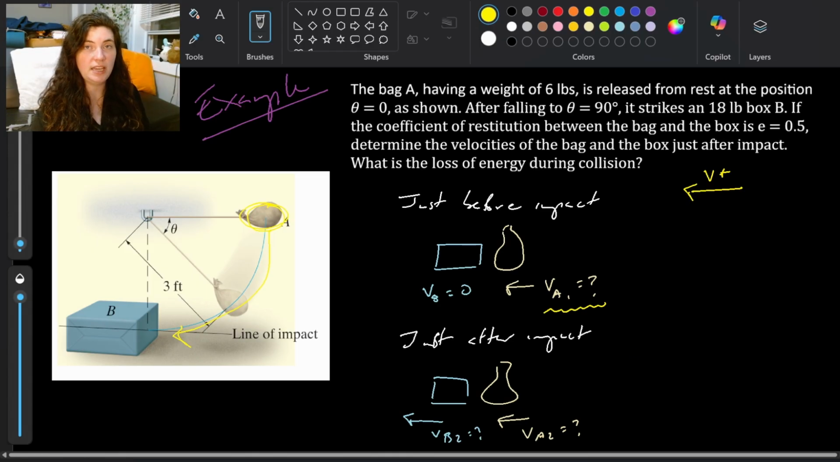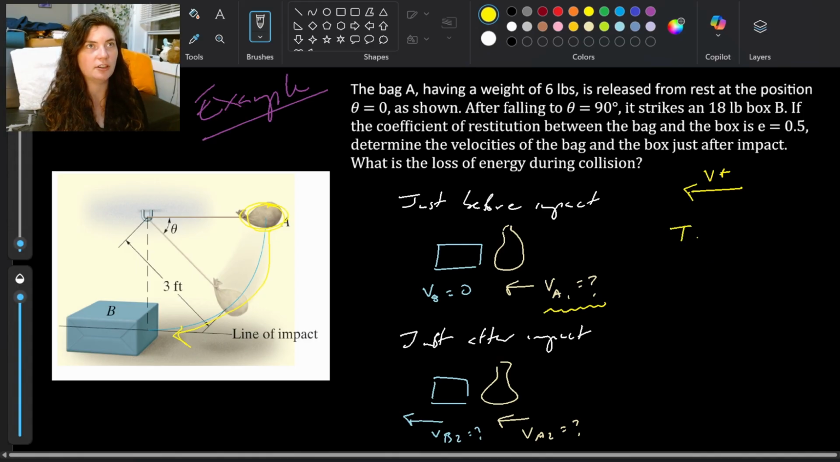And for me, if I was looking at this and trying to figure out what to use, I would probably go with conservation of energy in this one. If I start out at the top and just release it from rest at A, the only thing doing any work is the weight of the bag. So I would think conservation of energy would be a really good one to determine what that initial velocity is.